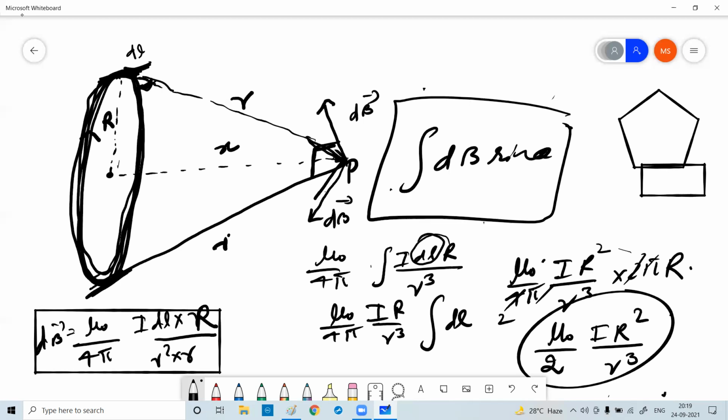But what is this R? Can you see this? This is like a cone. And if I take this cone, this is like a 90 degree. So is this a right angle triangle, this whole part?